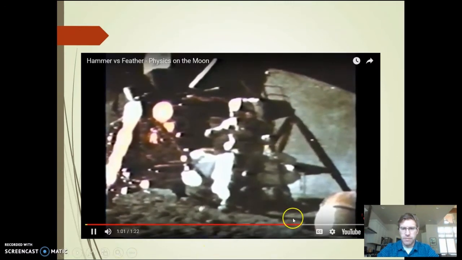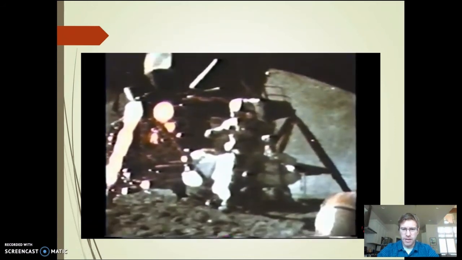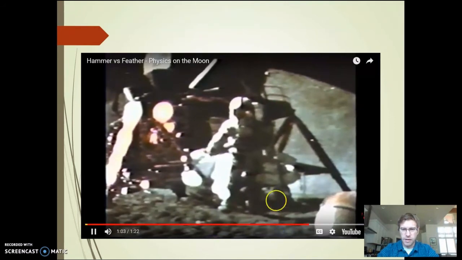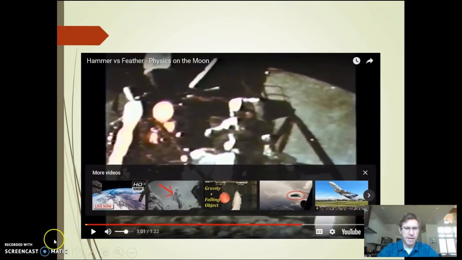Check that out, a hammer and a feather. Because of the lack of atmosphere on the moon, they drop and fall at the same rate again. Oh boy, howdy. Okay, one more time. I can't help myself. Oh, lost my cursor. All right. Oh boy, howdy.